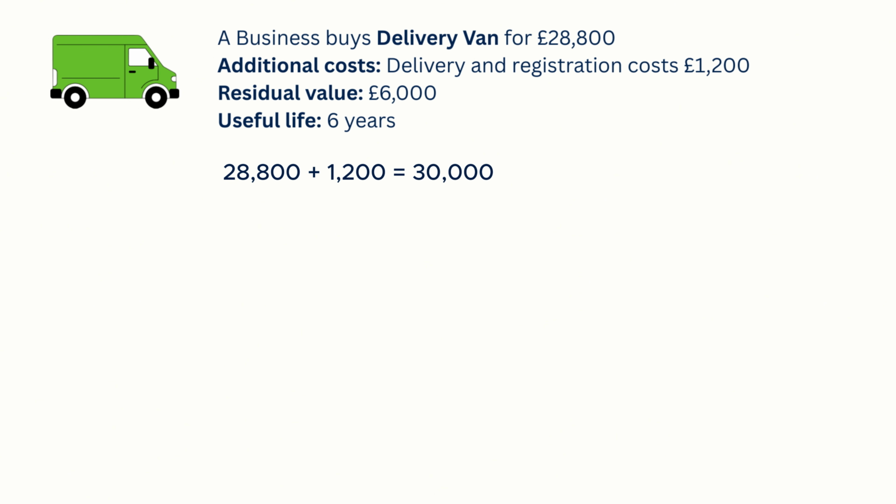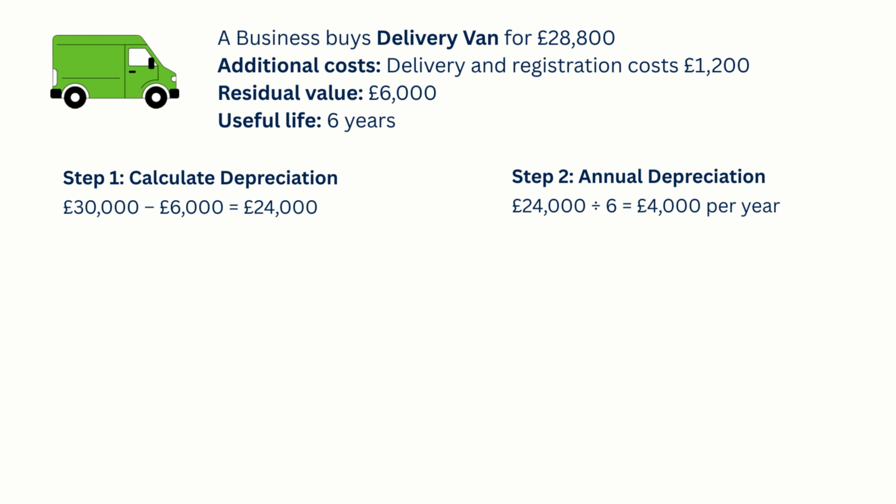£28,800 plus £1,200. £30,000 is the figure that appears on the balance sheet, and this is the starting point for depreciation. The van will be worth £6,000 at the end of its life. This is important because the business is not using up that £6,000. It will still exist at the end. So, just like in the first example, we do not depreciate the full cost. Cost of the asset minus residual value equals the amount to be depreciated.